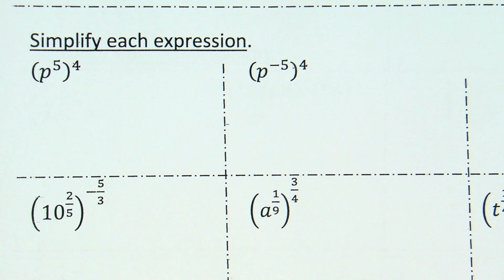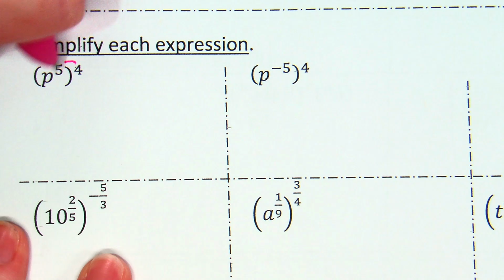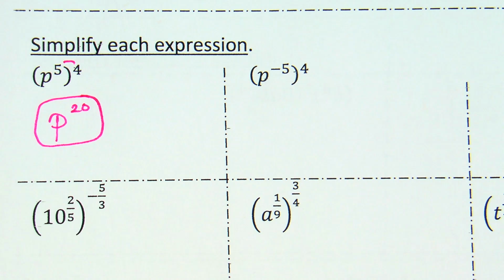Okay, try the first one. P to the 5th, raised to the 4th. What did you say? Yeah, that'd be right, because we're going to keep this base of P, and then we're going to multiply the powers. 5 times 4 is 20. Anything else we need to do here? No. P to the 20th. Okay.